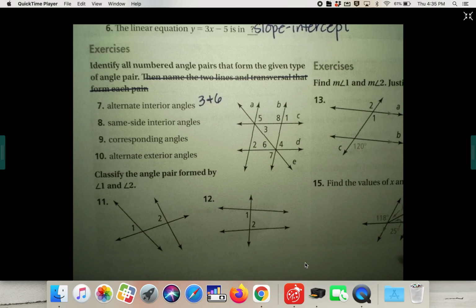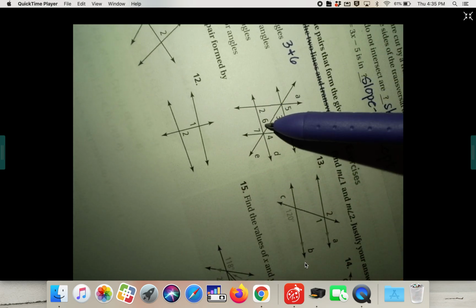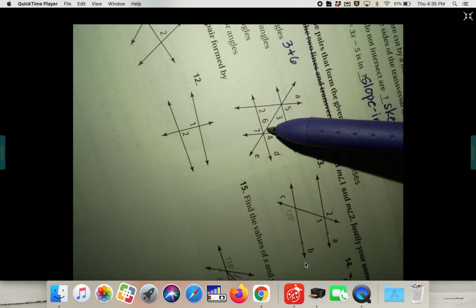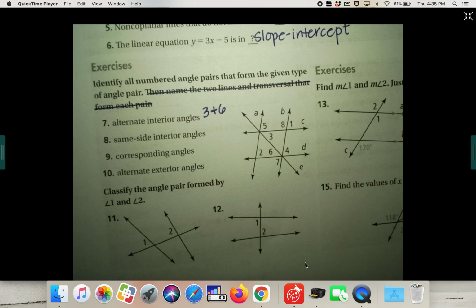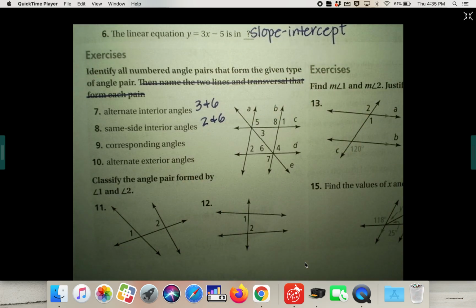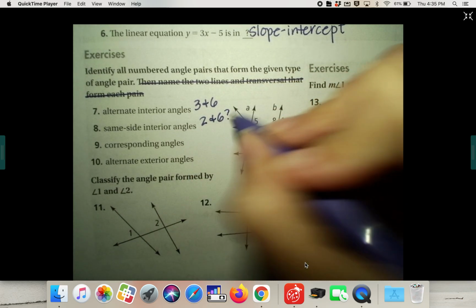Same side interior, I think if I turned this paper, I decided maybe 2 and 6 might be interior if this is the transversal and A and B are the 2 lines. But I don't really love that either. So I'll put 2 and 6. If you guys have a better answer, come talk to me and let me know. I don't love that answer.